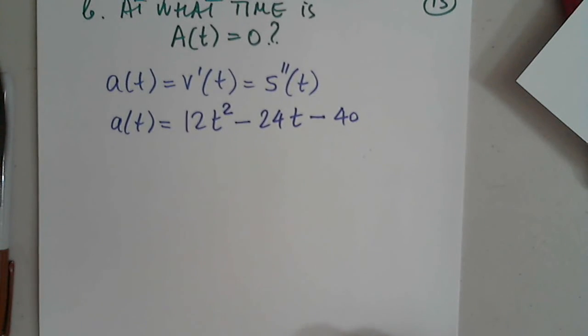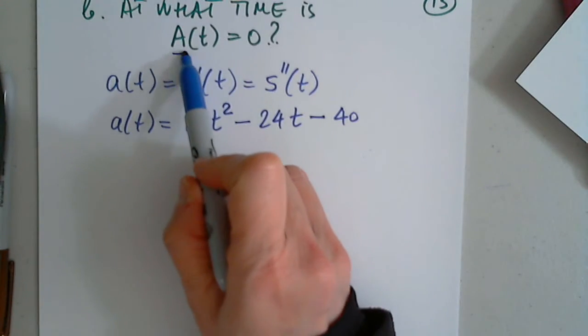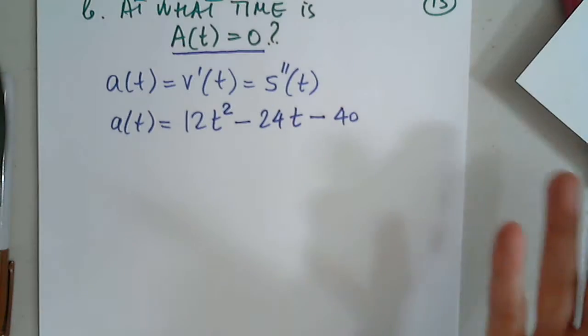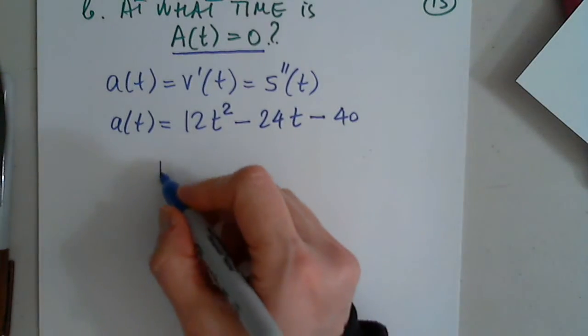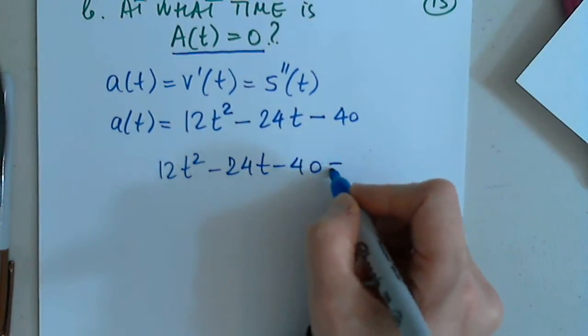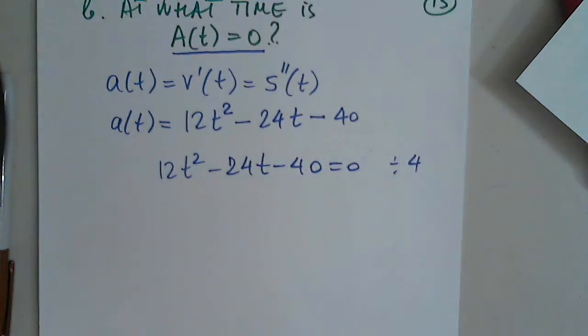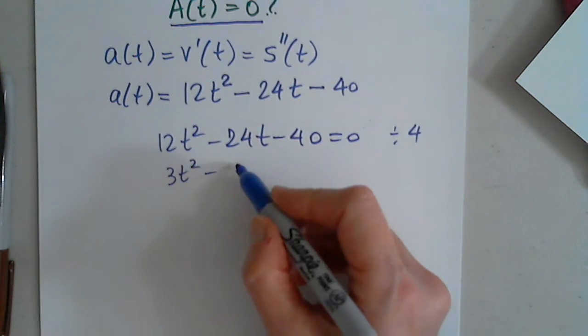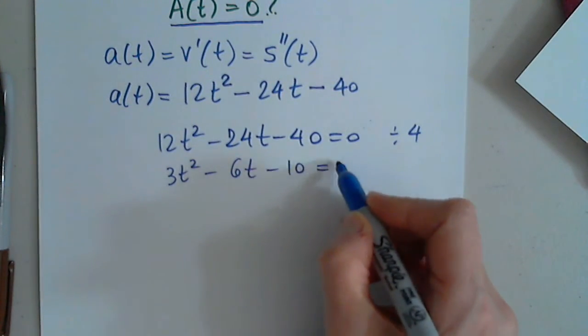Good. So they want us to determine the time when the acceleration is 0. So what do I do? Of course, I'm going to set the equation equal to 0. Very good. And yes, of course, I will divide by 4. And I get a 3 here, a 6 here, and a 10 here.